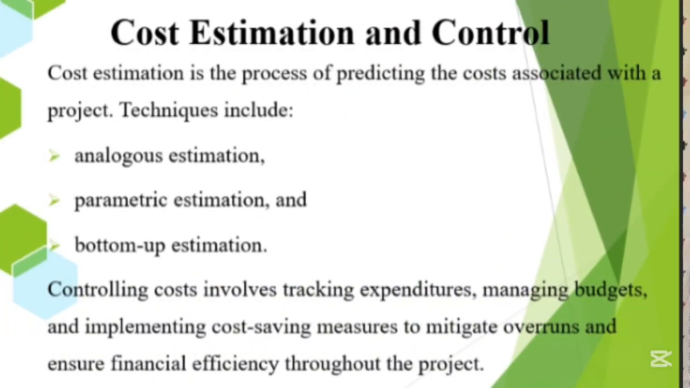Second type of project management technique is cost estimation and cost control. Cost estimation is the process of predicting the cost associated with a project. Techniques include analogous estimation, parametric estimation, and bottom-up estimation. Controlling costs involves tracking expenditures, managing budgets, and implementing cost-saving measures to mitigate overruns and ensure financial efficiency throughout the project.